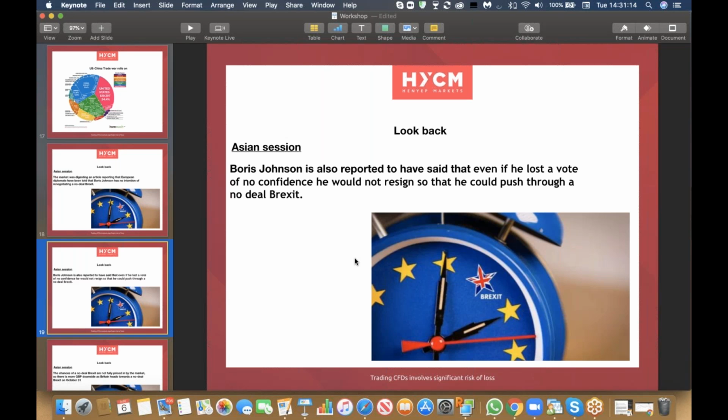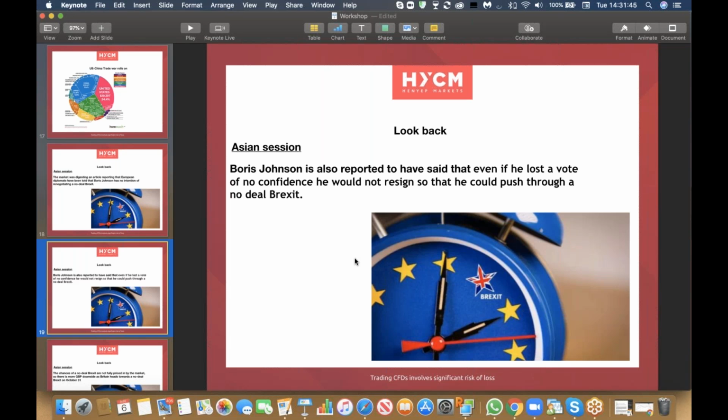This is because the only time a vote of no confidence could be called now would be in early September by the Labour government. And even if Boris Johnson lost a vote of no confidence, he has the option to set the next election date. And he could set that beyond the 31st of October, which is the date Britain is currently scheduled to leave the European Union. So he's saying that he wouldn't resign. He would make sure he got that no deal through.